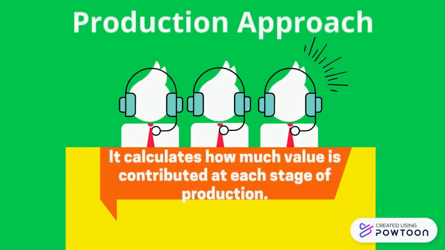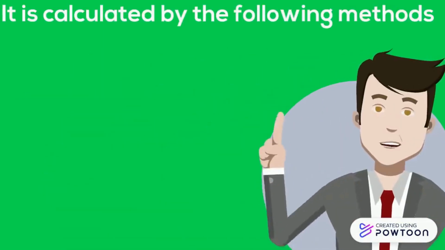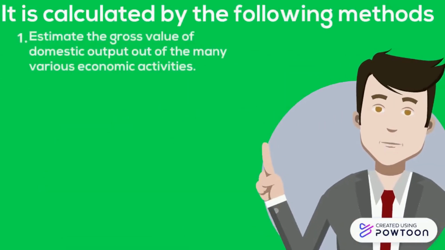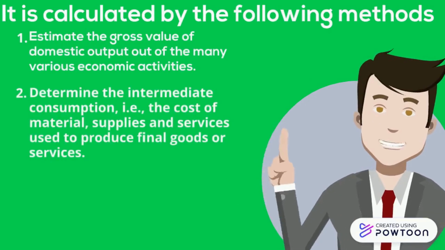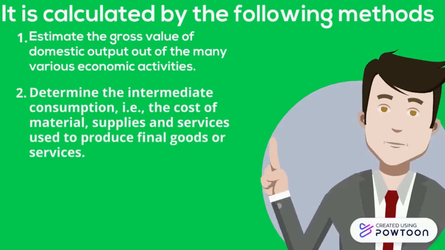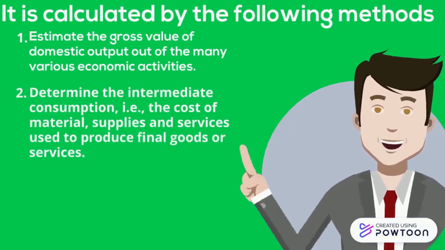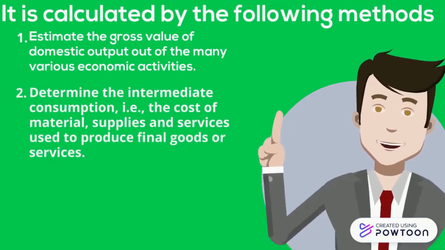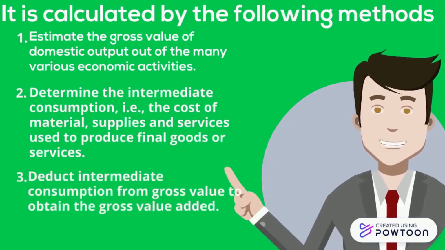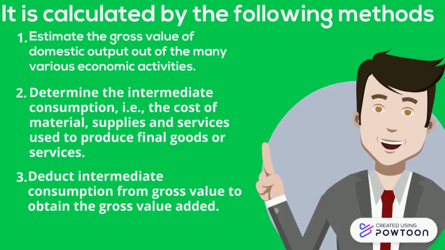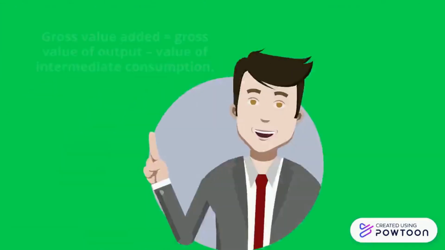Production approach: it calculates how much value is contributed at each stage of production. It is calculated by the following methods. Estimate the gross value of domestic output out of the many various economic activities. Determine the intermediate consumption, i.e., the cost of material, supplies and services used to produce final goods or services. Deduct intermediate consumption from gross value to obtain the gross value added.